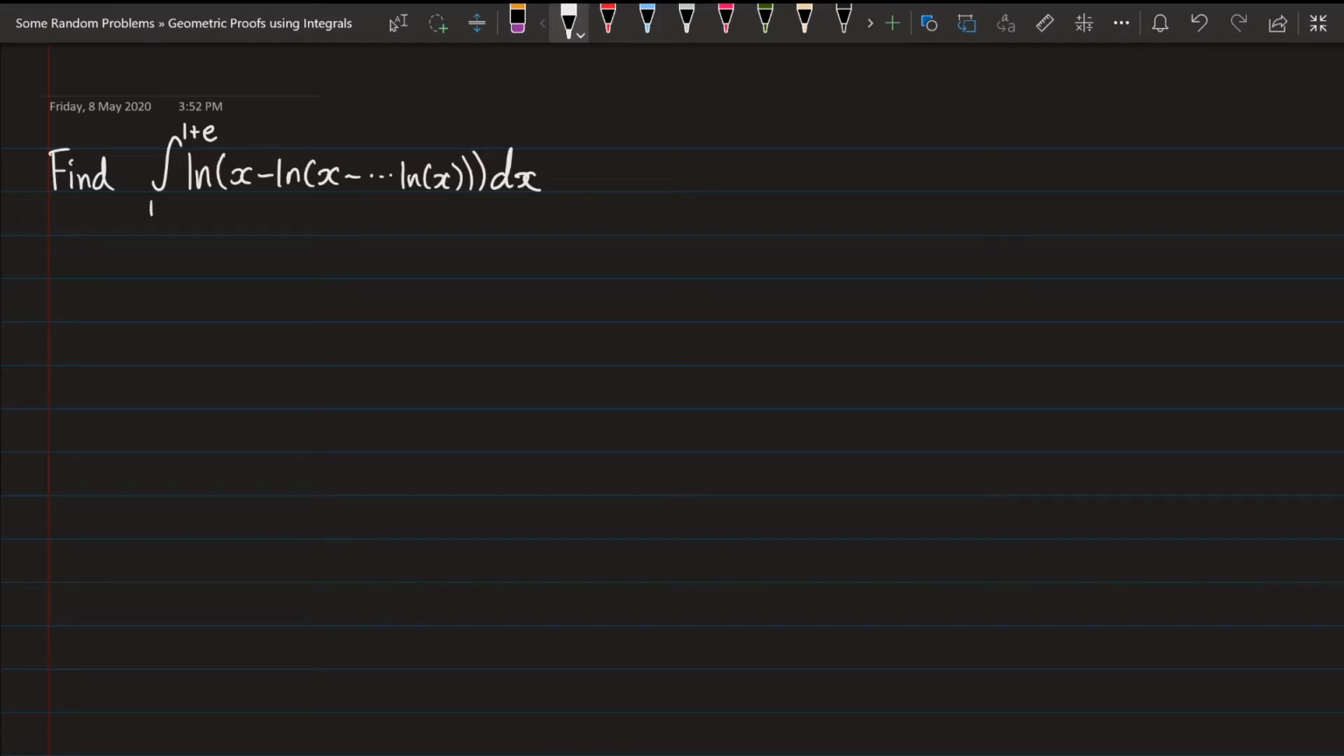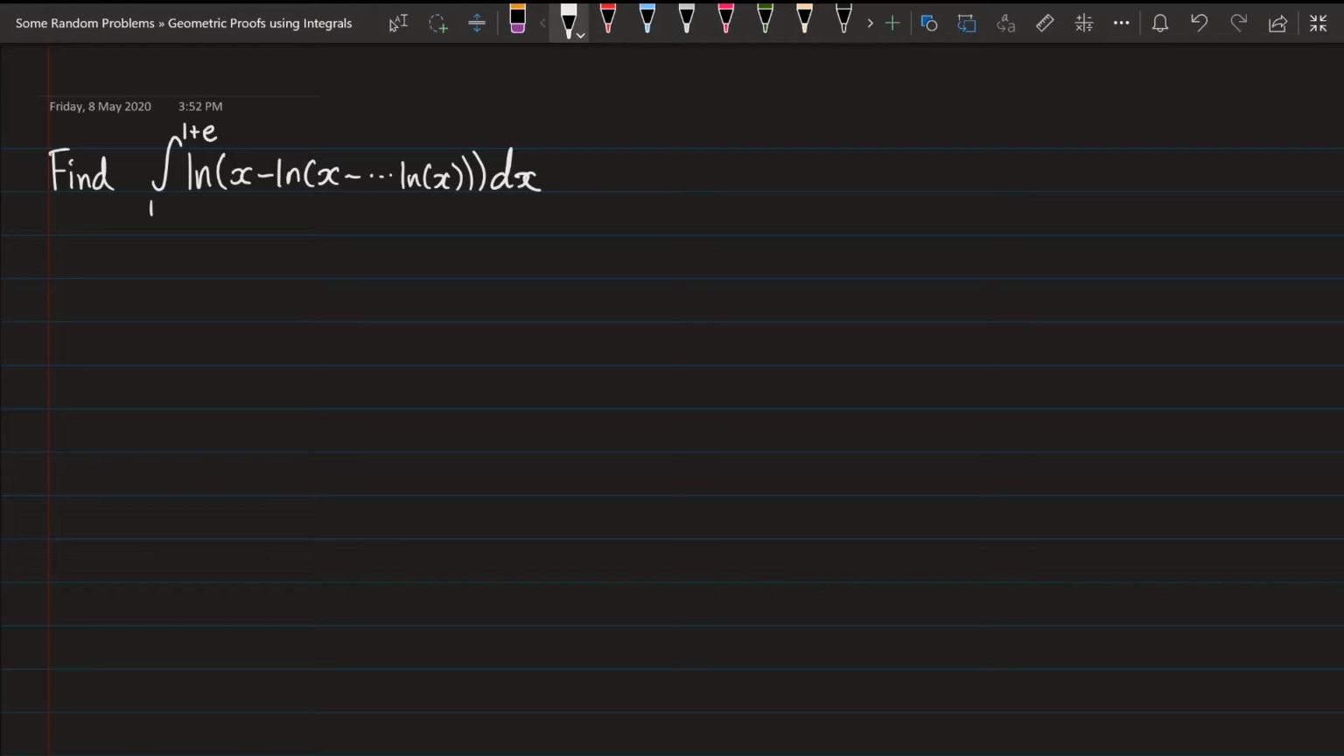Today we are going to be evaluating the same infinitely nested integral, but from 1 to 1 plus e. And we are going to make some assumptions from our last video, which I will link below, where we found the indefinite integral of this function. And we are going to begin by doing essentially the same steps.